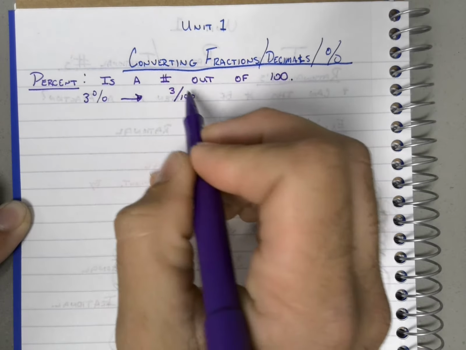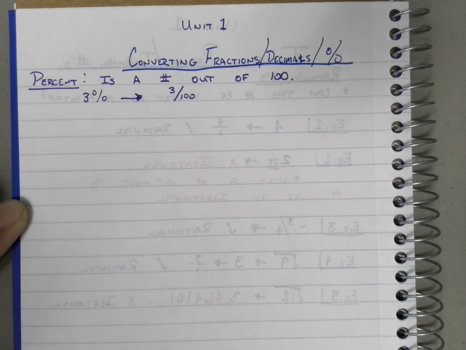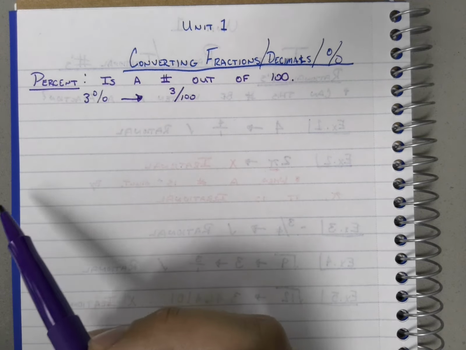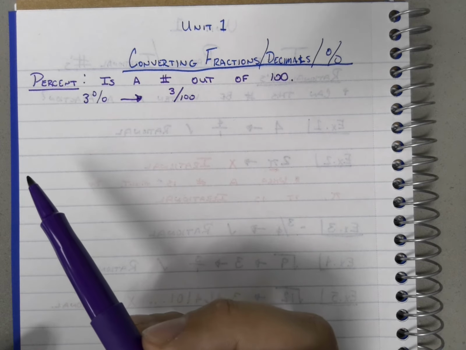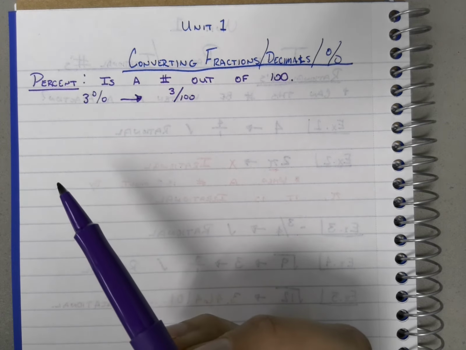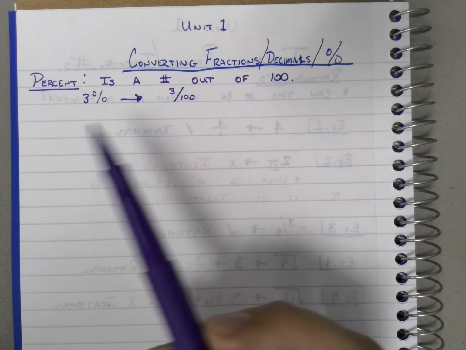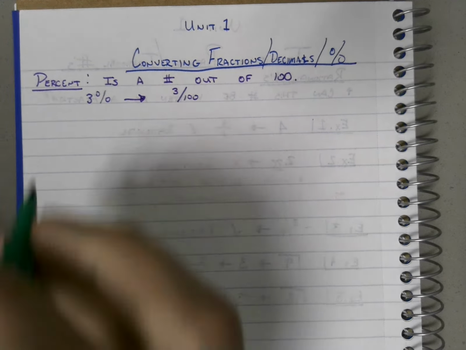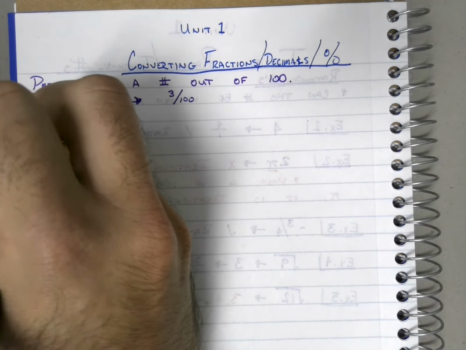And notice this looks like a fraction. Okay, so keep that in mind. So percent is a number out of 100. All right, so for example, if 3% of the population likes chocolate milk, that means they asked 100 people and only 3 of them liked it, out of 100. Okay, so first thing, we're going to look at converting fractions to decimals.